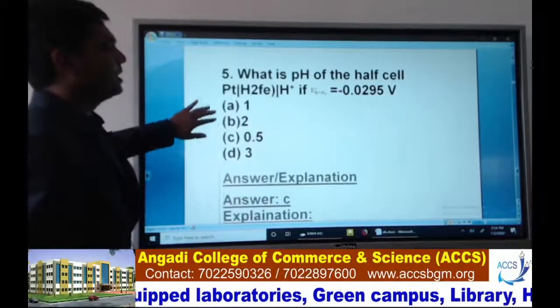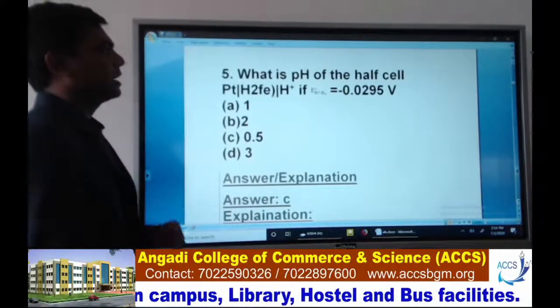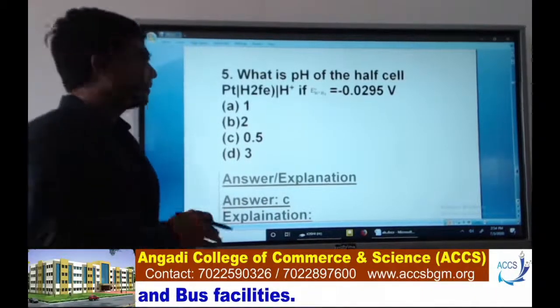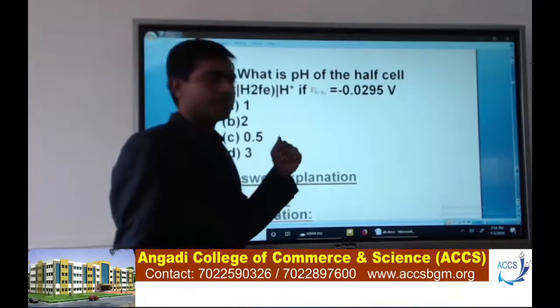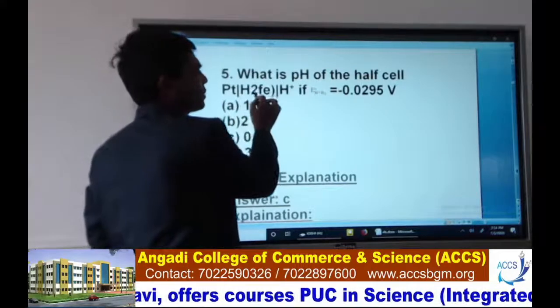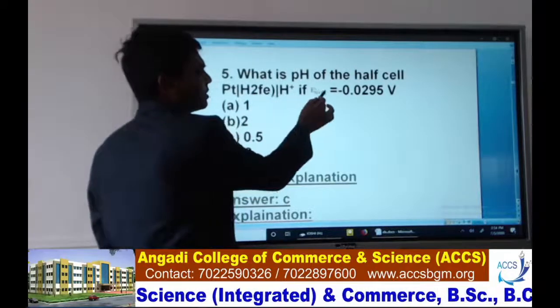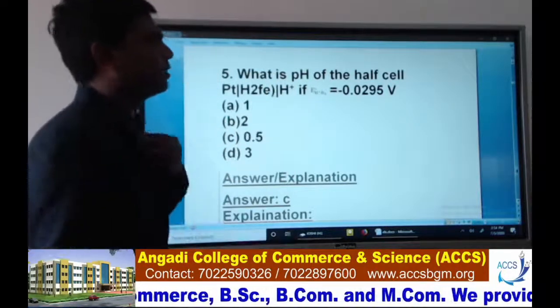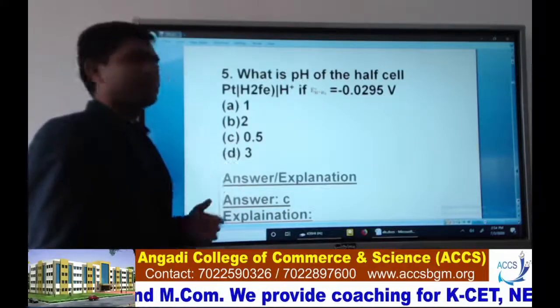What is the pH of the half cell? He has given some reaction, and in that you have to find out the pH of the solution. In that, there is a platinum electrode on one side, hydrogen gas with respect to iron. And he has given E naught equal to a value. So, what will be the pH?